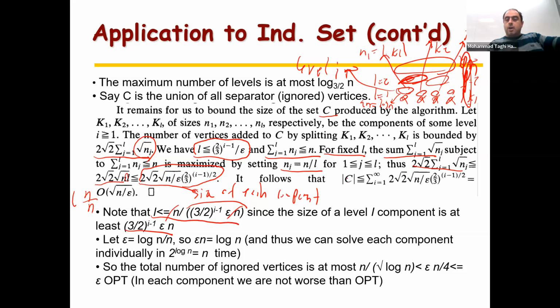Now, if I sum it up over all levels i, essentially i equal to 1 to infinity, then you can say that this would be essentially the square root of n over epsilon times this one. But this one is a geometric sum, essentially 2/3 to this power, that would be at most 1. So it means that everything becomes square root of n over epsilon. Good.